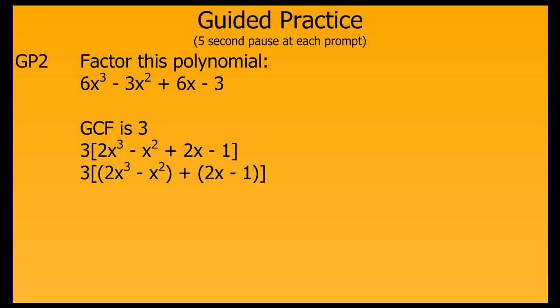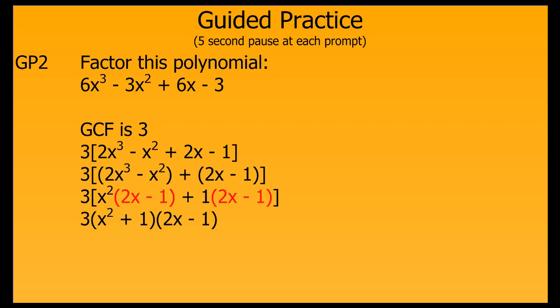What's the next step? Next, we factor out the GCF for each group. In this case, x squared for the first group and just 1 for the second group. Now what? Now we notice we have a common factor from our groupings, so we write it in factored form. 3, our original GCF, times the quantity x squared plus 1 times the quantity 2x minus 1. We're done.